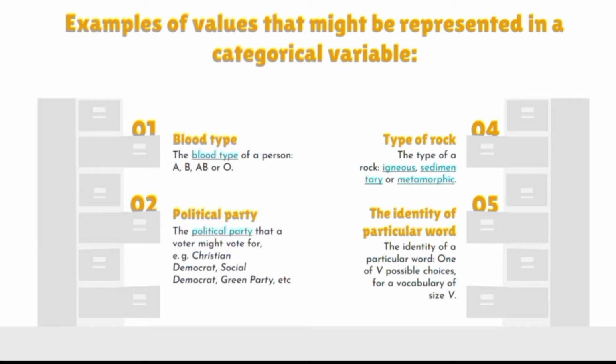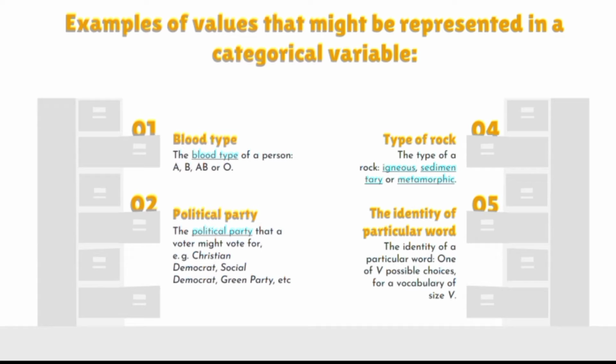Okay, next is examples of values that might be represented in a categorical variable. There are, first, blood type, the blood type of a person. The example is A, B, AB or O. And the second is political party, the political party that a voter might vote for: Christian Democrat, Social Democrat, Green Party, etc.